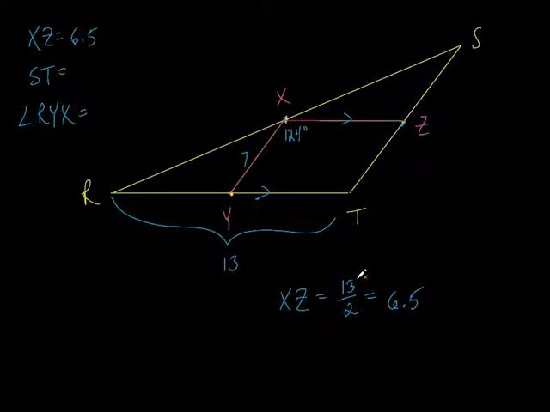You could leave it 13 over 2 if you want, but since it's lengths of segments, most of the time you would write it 6.5, okay? But technically 13 over 2 is the same thing, and I would accept that, yes.